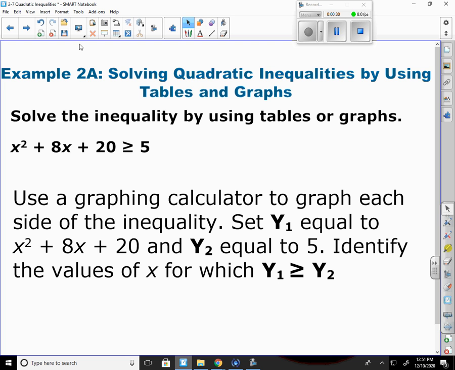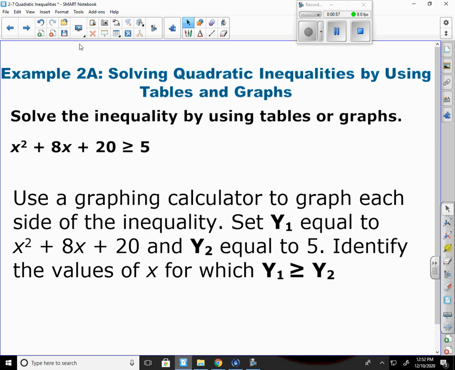So we're going to jump right into some examples here. Example 2a is solving quadratic inequalities by just using a table or a graph. So we're going to solve this inequality, x squared plus 8x plus 20 greater than or equal to 5. We're going to use a graphing calculator to graph each side of the inequality.